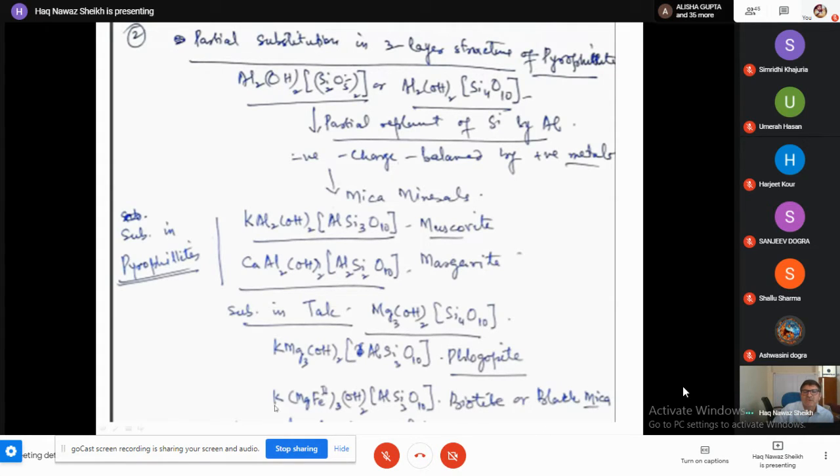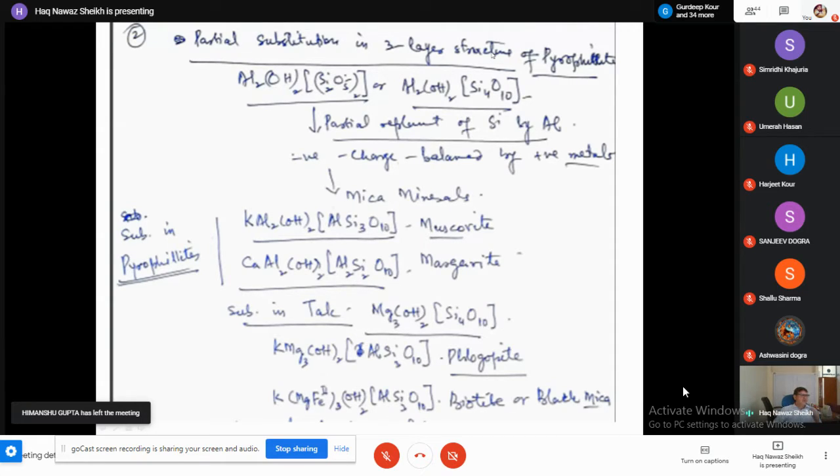When you have the aluminum remaining, 1/4 of the silicon replaced by aluminum, and then the magnesium is replaced by partial replacement with iron, which is also the same layer structure. Iron(II) in particular, because that maintains the integrity of the charge. That is, magnesium is also 2 plus and iron is also 2 plus. So that is black mica, biotite. So this is partial substitution of the three-layer structure.